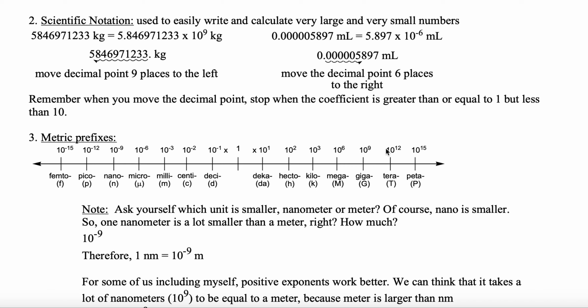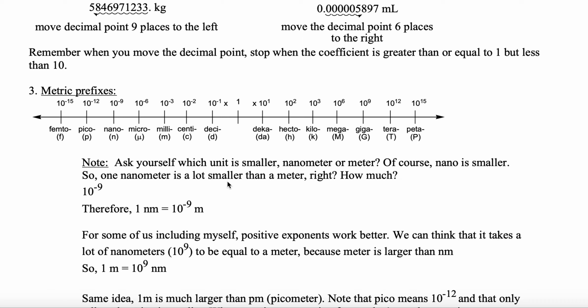And here are the metric prefixes, good for conversions. For example, nano. The number 1 is the base unit, and nano means 10 to the minus 9, and ask yourself which one is smaller. Obviously it's nano because of the 10 to the minus 9. So if you do 1 nanometer, it's going to be really small, 10 to the minus 9 meters, and that's what is set on the scale.